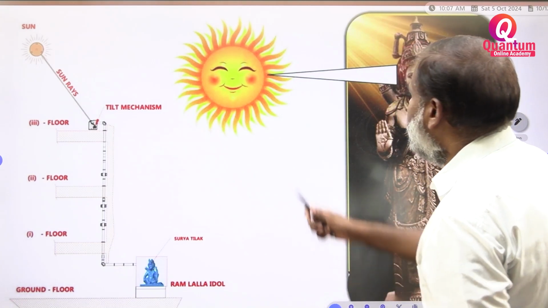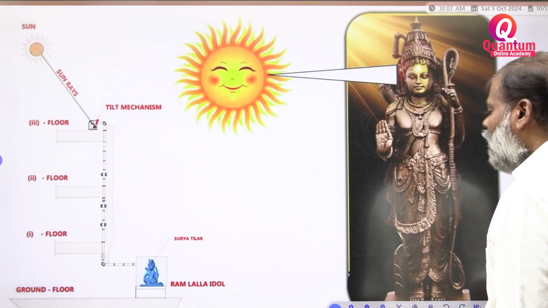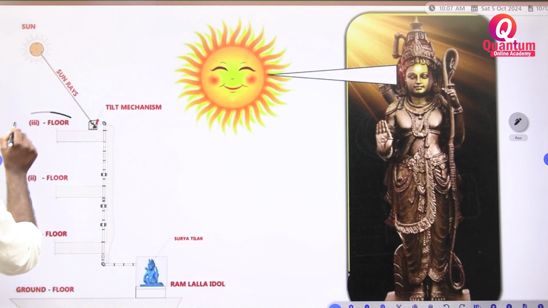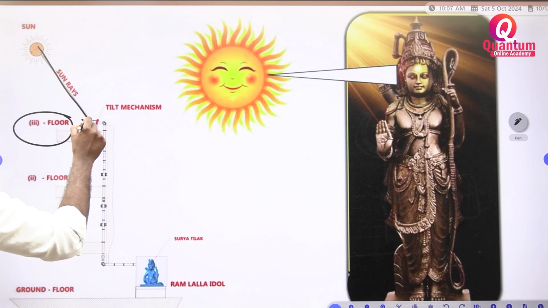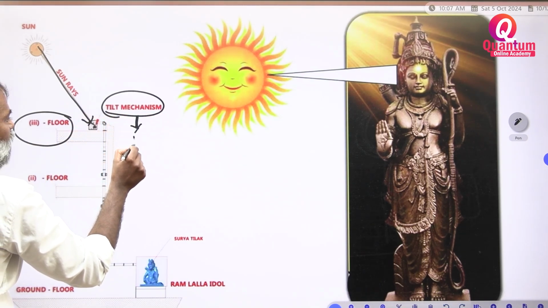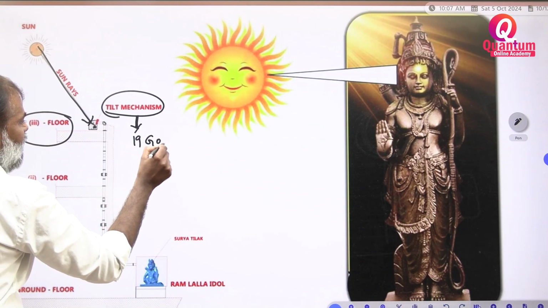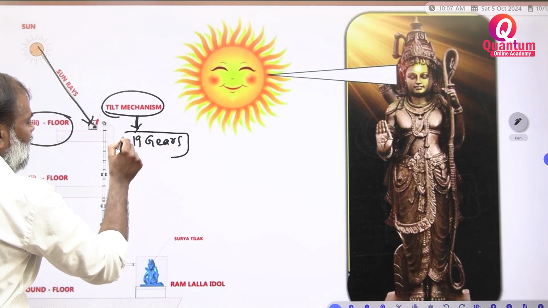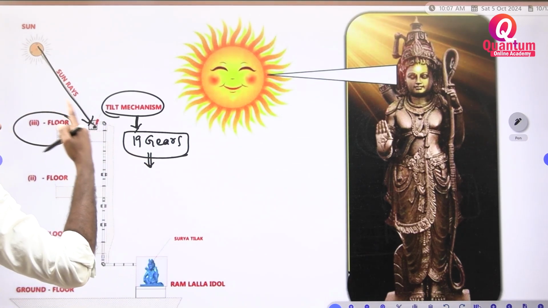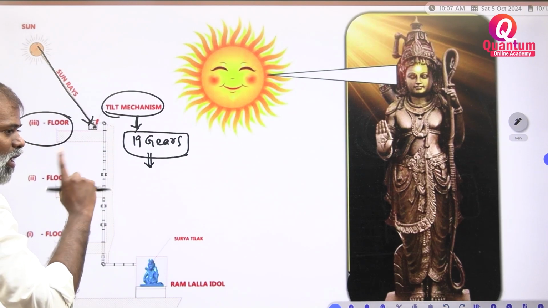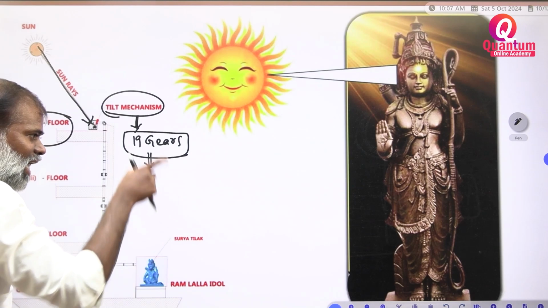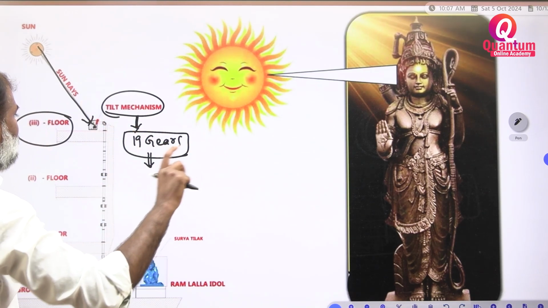Once again you have to see, like this will come and fall on this. Sunlight will come here. This is the third floor, sunlight will come, right? This is the tilt mechanism. Why is it a tilt mechanism? How many gears are there? 19 gears are there. These gears every year we have to adjust manually based on the lunar calendar, so that the Gregorian calendar will come exactly the same day and same time.